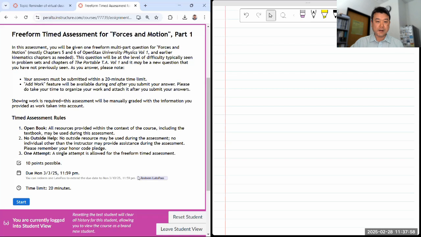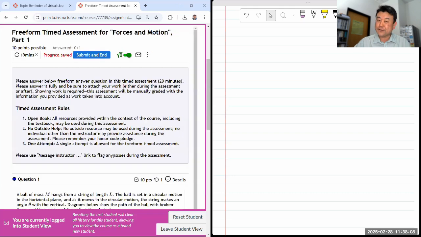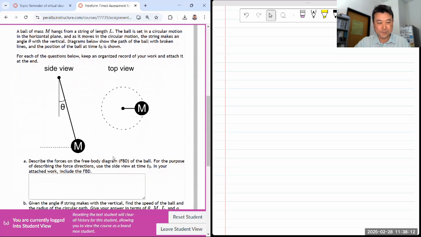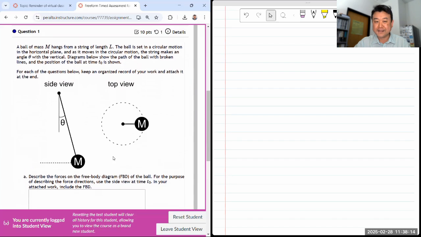When the question comes up, I will start working through it quickly. I'm hoping to do it in 10, 15 minutes. The time limit is 20 minutes, which is a short amount of time, and I'm trying to do it even shorter. So this is the question. It's the conical pendulum question. I haven't done it before in this setting. I've done it before, I think, in lecture. But hey, this is new.